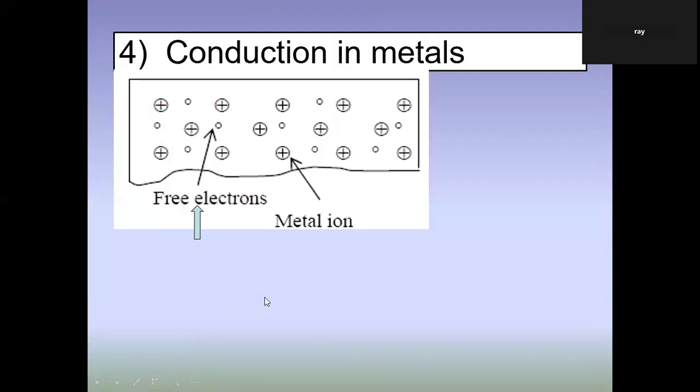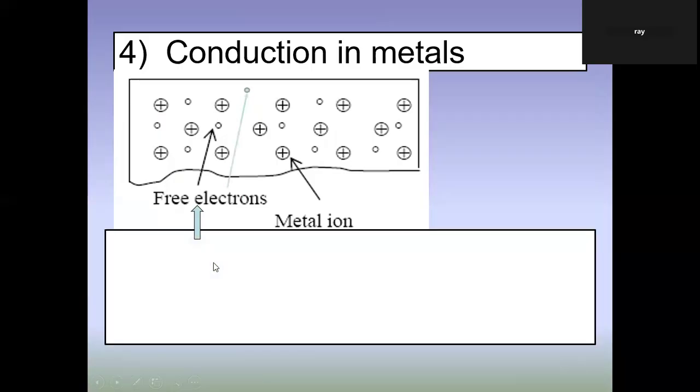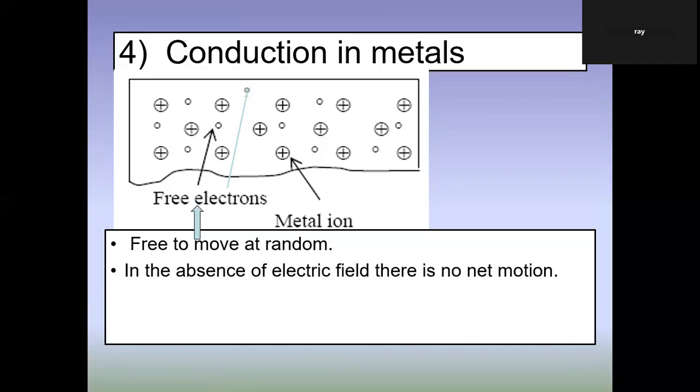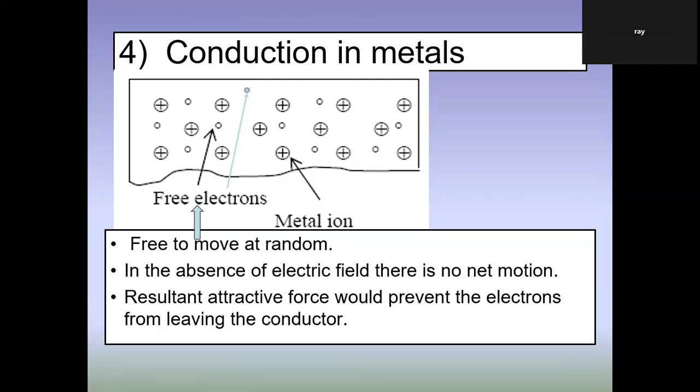Okay, conduction in metal. You have the positive ion, right? Metallic ion, and then these are free electrons. Free electrons move at random, just like the air in the room moves at random. In the absence of an electric field, there is no net motion. It's just random and then comes back to almost the origin after some time.